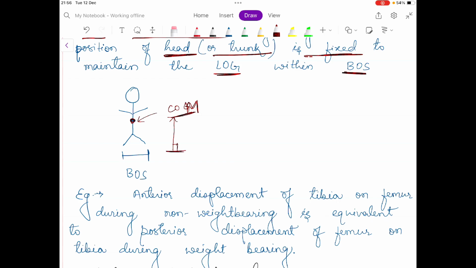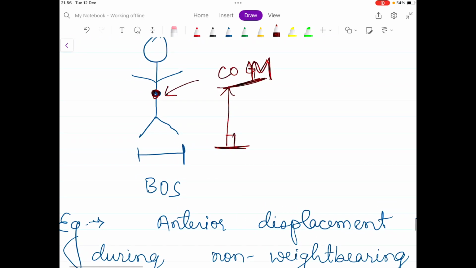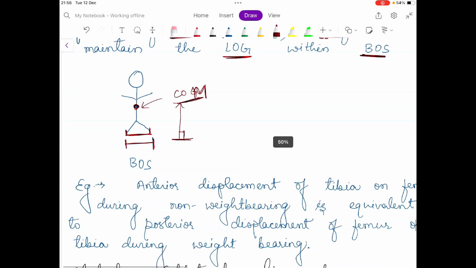And what is base of support? Base of support is the area occupied by your body when you maintain a certain position. Let's say that the person is standing, so the area which he will occupy is the space between the legs. So the space between the legs will be known as the base of support.